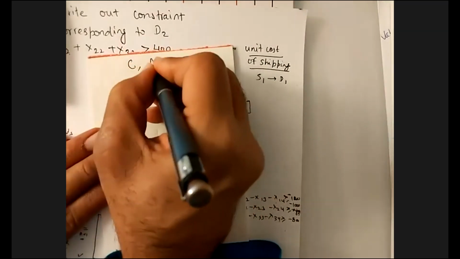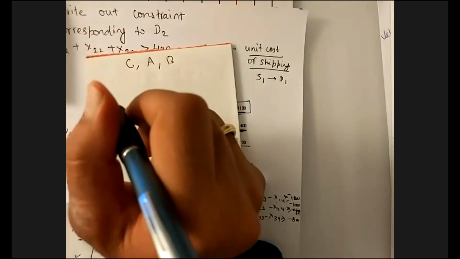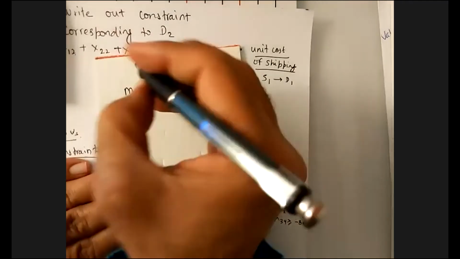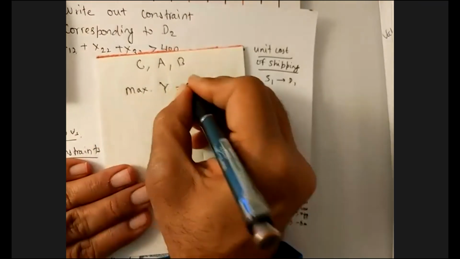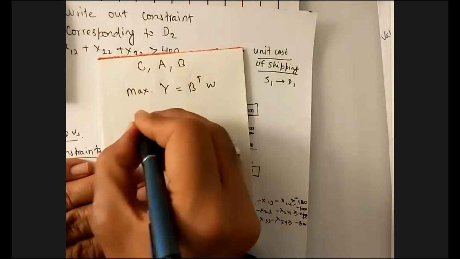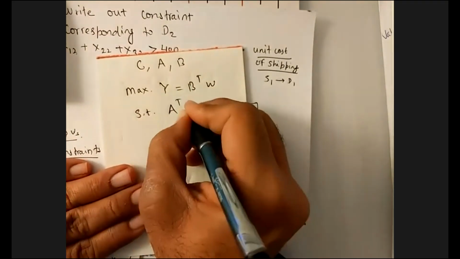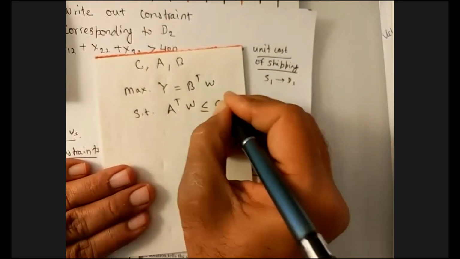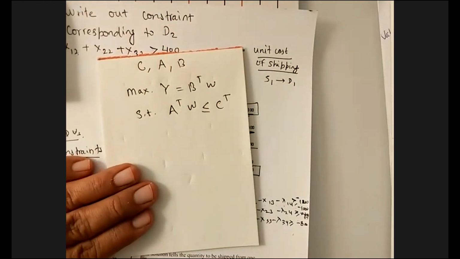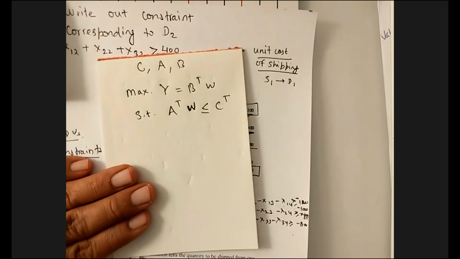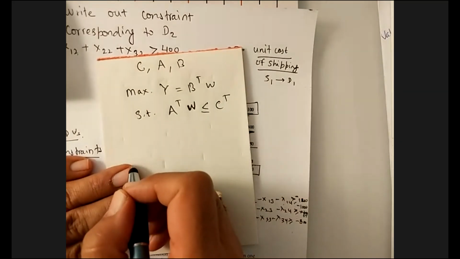Remember, if you know the C, A, and B matrices, you can write the dual problem as: maximize Y equal to B transpose W, such that A transpose W is less than or equal to C transpose, where the W's now represent my new decision variables.